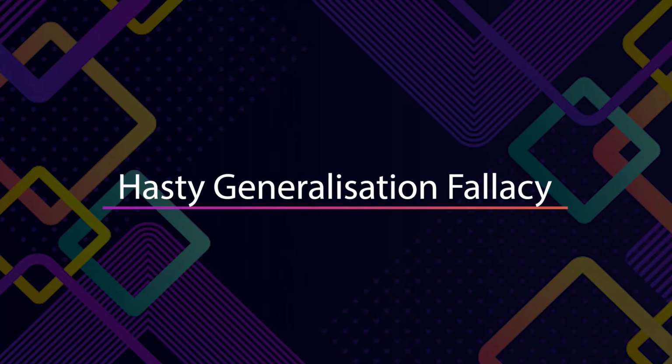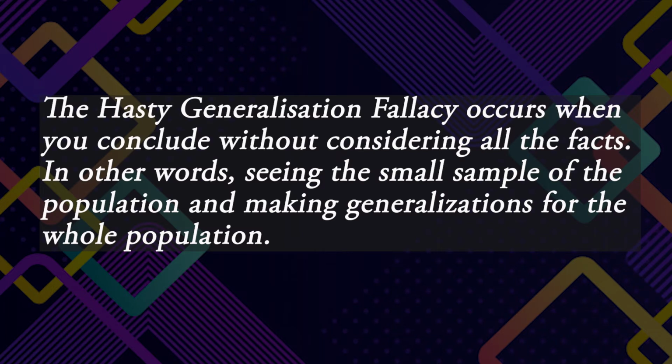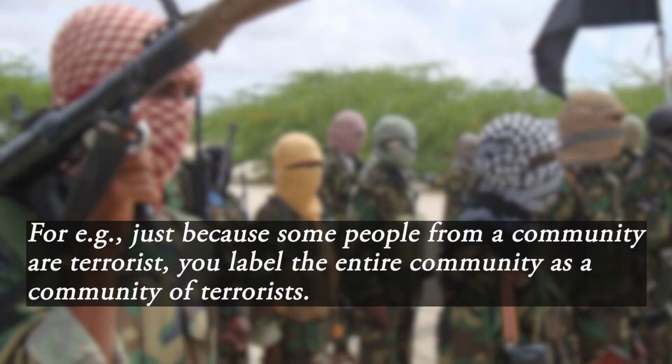15th, hasty generalization fallacy. The hasty generalization fallacy occurs when you conclude without considering all the facts. In other words, seeing a small sample of the population and making a generalization for the whole population. Just because some people from a community are terrorists, you label the entire community as a community of terrorists.